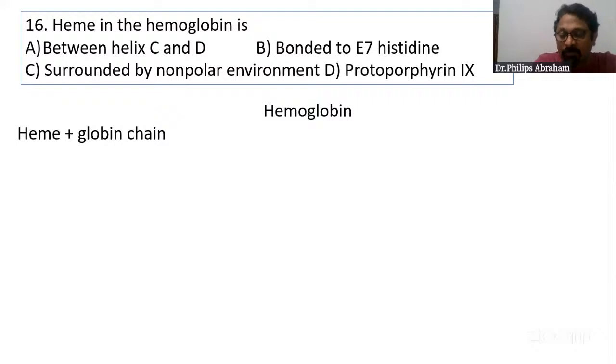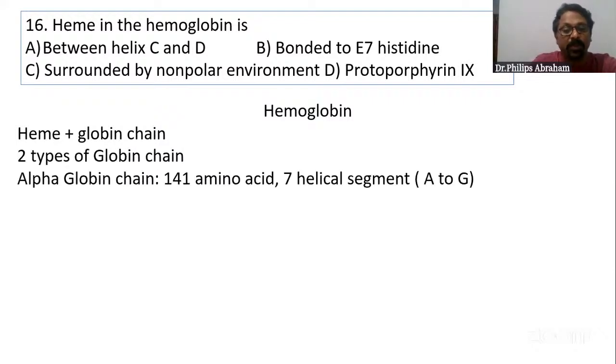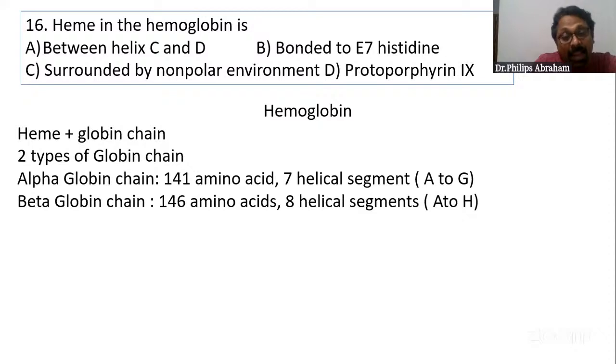Anyway, we have two alpha chains. Normally HbA1 contains two alpha chains and two beta chains. Each globin chain will be attached to one heme. That point you should know. So two types of globin chain we know, two alpha and two beta. The alpha chain contains 141 amino acids. Seven helical segments are there. The two major secondary structures of proteins are the alpha helix and beta pleated sheets. The alpha chain contains seven helical segments, named A, B, C, D, E, F, G. And the beta chain contains eight helical segments. It contains 147 amino acids.